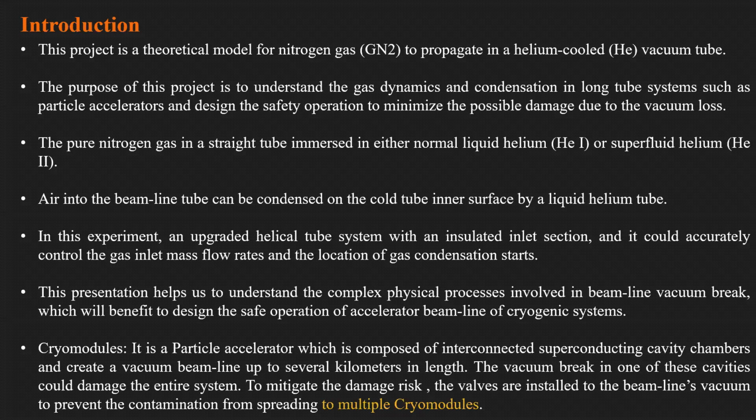The pure nitrogen gas in a straight tube immersed in either normal liquid helium or superfluid helium. Air in the beamline tube can be condensed on the cold tube inner surface by a liquid helium tube. In this experiment, an upgraded helical tube system with an insulated inlet section could accurately control the gas inlet mass flow rates and the location where gas condensation starts.